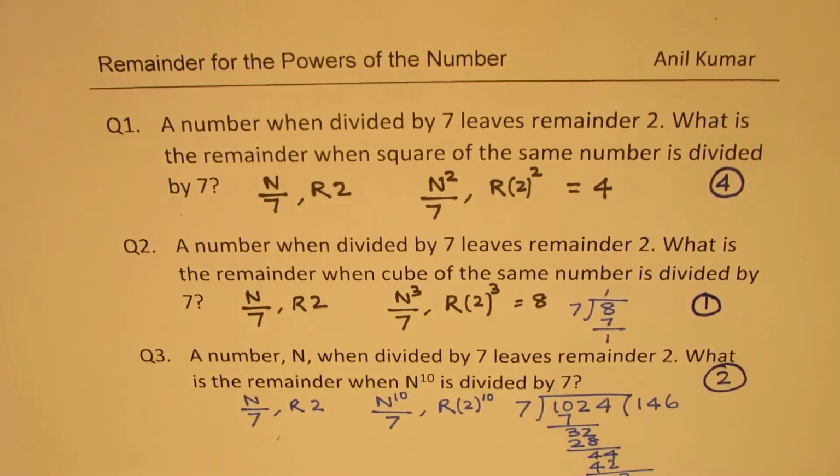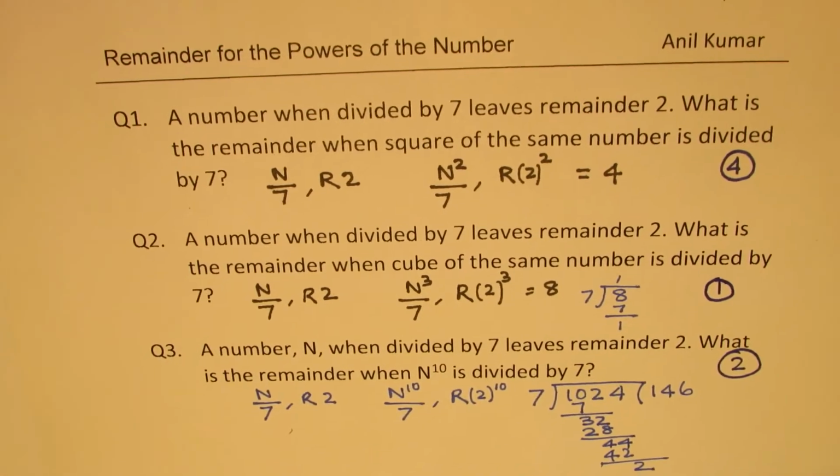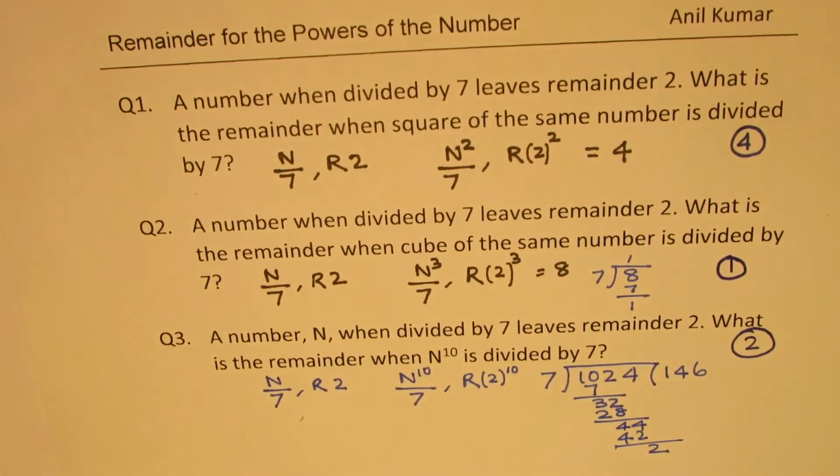So that is how you can actually find remainder for questions where powers are given to you. Those are huge numbers. So this process actually helps you to bring down those numbers to smaller, manageable numbers to check the result. So I hope it makes sense.